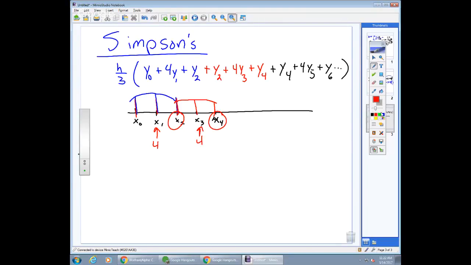Okay, so condensing my formula, I get the first y value only gets used once. The second one gets used 4 times, at least has a weight of 4. The next one gets used twice, so it's a 2y2. And then the next one's in the middle, so it's a 4y3. So we go 1, 4, 2, 4, 2, and it keeps oscillating between 4 and 2.